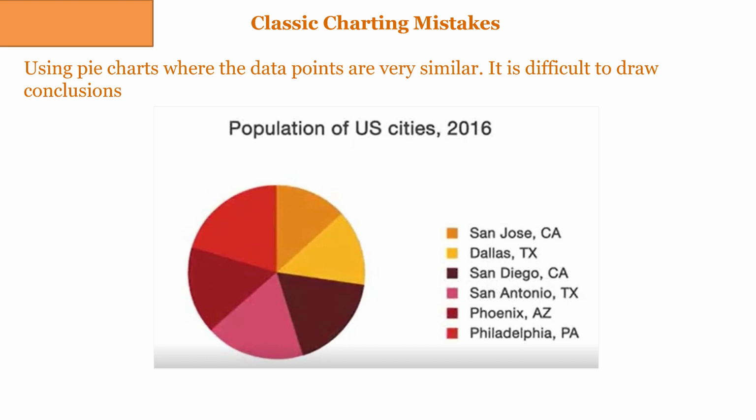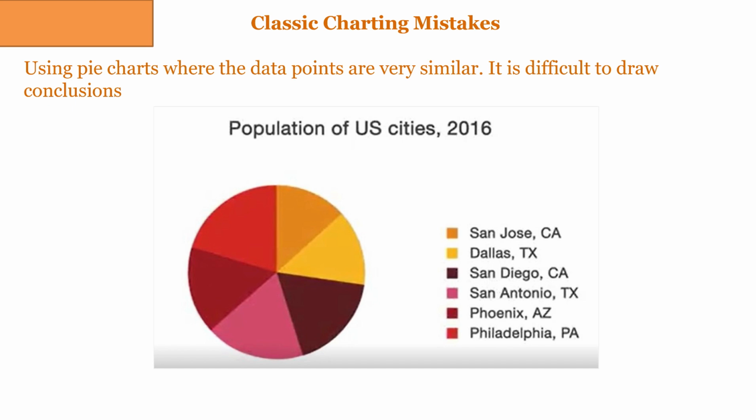So first, we have using pie charts where the data points are very similar. It's difficult to draw conclusions. When the data points are very similar, 5, 6, 7, 8, the difference between them is small, right? Using pie charts is not going to help, because right here we can't even determine which of the slices in the pie is bigger; everything looks almost the same, right? So using pie charts where data points are very similar, it's very difficult to draw a conclusion.